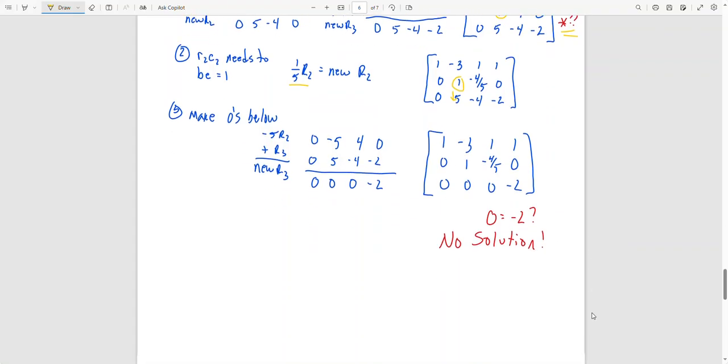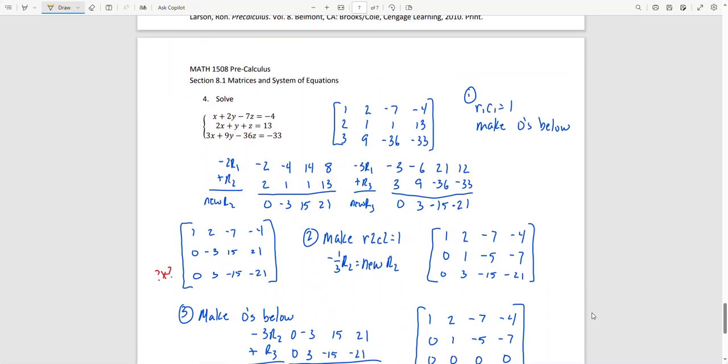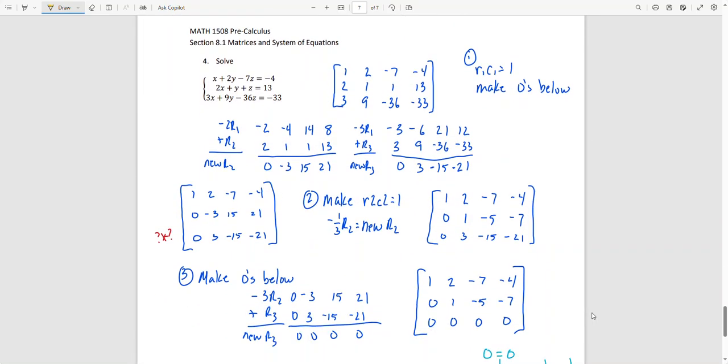All right, one more. Here we go. Solve the given system. First, we write it as an augmented matrix.